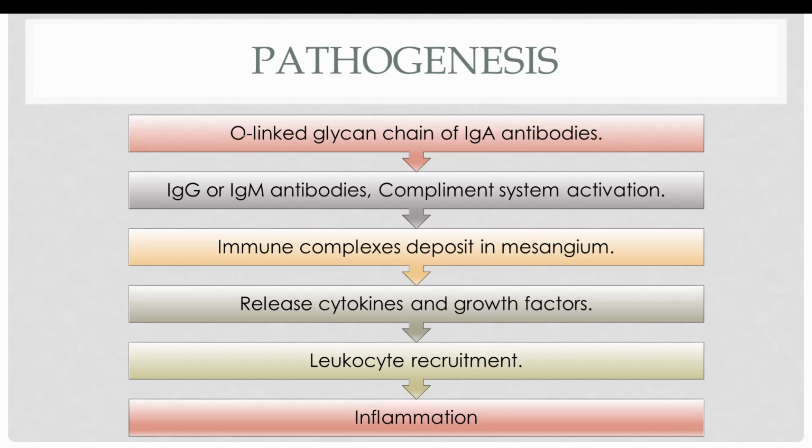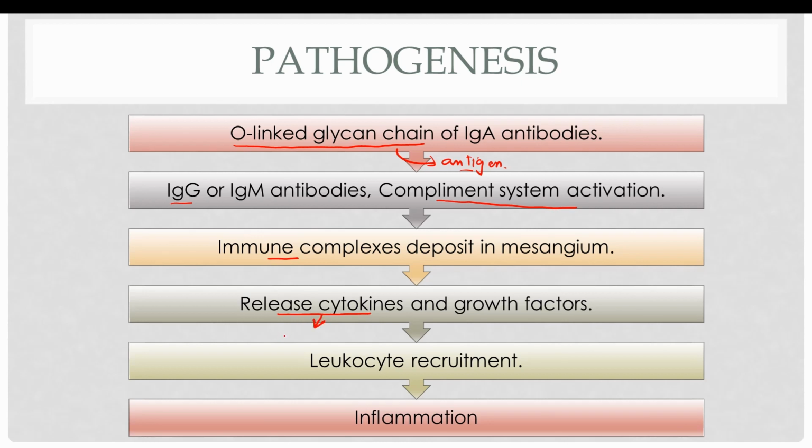So coming on towards the pathogenesis. In this case, there is a defective synthesis of IgA antibodies. The defect basically lies in the O-linked glycan chain of the IgA antibodies, which are then identified as antigens. So IgG or IgM antibodies are formed against these antigens, and there is also complement system activation by the alternative pathway. The immune complexes are deposited in the mesangium, which releases cytokines.